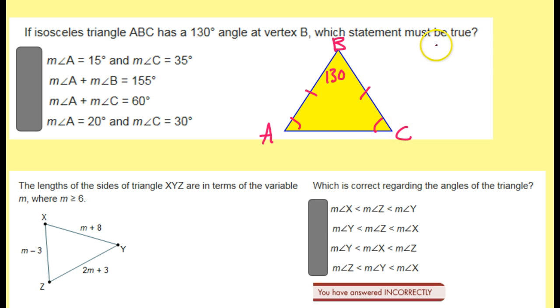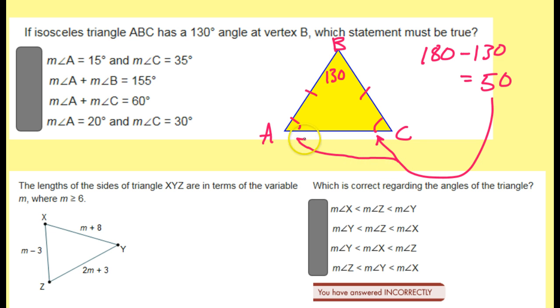Now the total degrees in a triangle is 180. So that means all these have to add up to 180. So let's take 180 and subtract 130, because that's the angle we already know, and see what we have left over. That's going to leave 50 degrees to be shared between angle C and angle A. So A and C have to add up to 50 degrees. So that means they have to be 25 apiece.